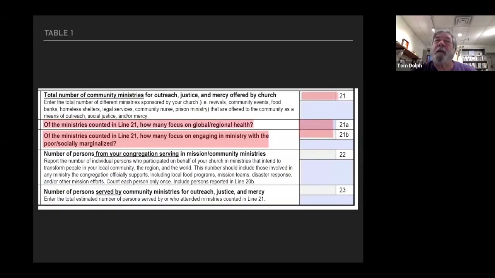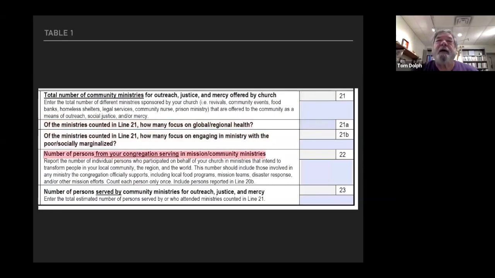21A and 21B should probably equal line 21, although it is not self-calculating. And there are a few instances when they don't exactly line up.